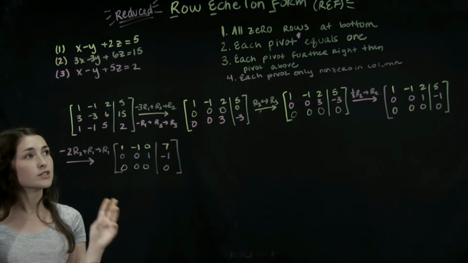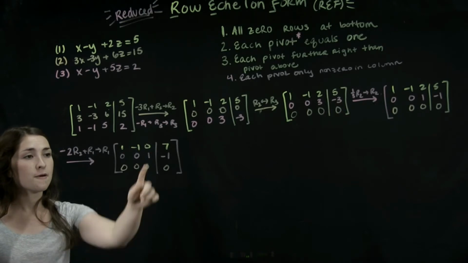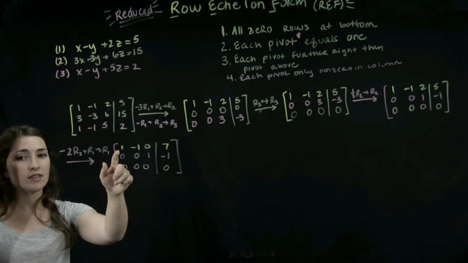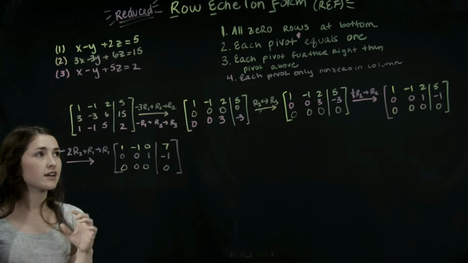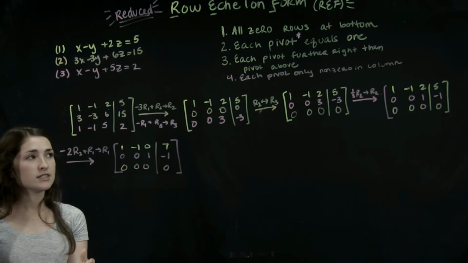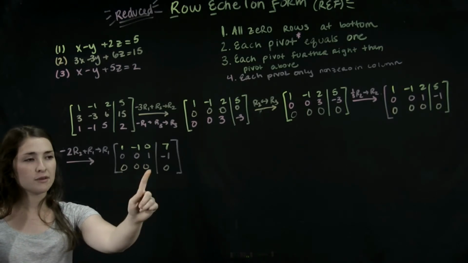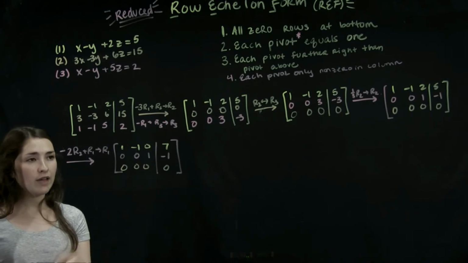Condition 3, each pivot is further to the right than the pivot above. This is way further to the right than this one, so we are set. And then each pivot is the only non-zero in the column. So true for this pivot and this pivot. So now we have our answer.